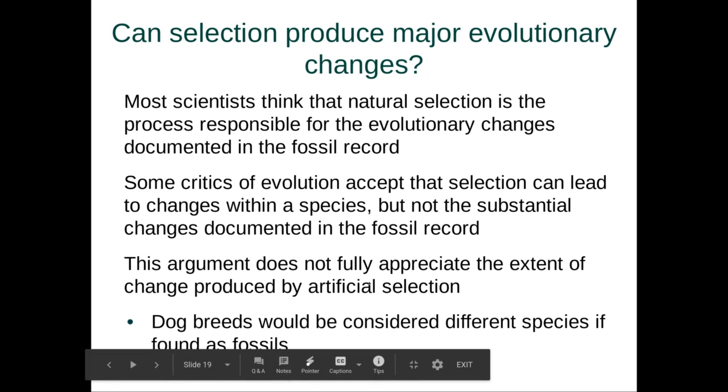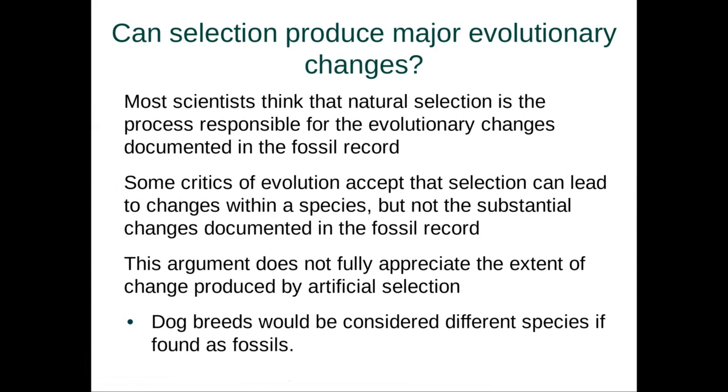However, we will mention that this argument actually doesn't fully appreciate the extent of change produced by something like artificial selection. Now, we can look at 10,000 years of human history, and we can see actually just how dramatically we've changed dogs in that time period. Right? We started domesticating dogs about 8,000 years ago, and if we actually dug up fossils of dogs in, say, 100 years from now, and we didn't know what dogs were, we would actually say that a pit bull is a different dog species than a pug, right? That's how we would interpret that.